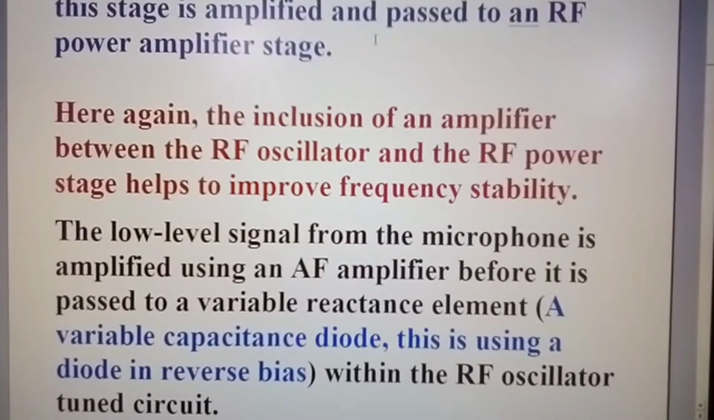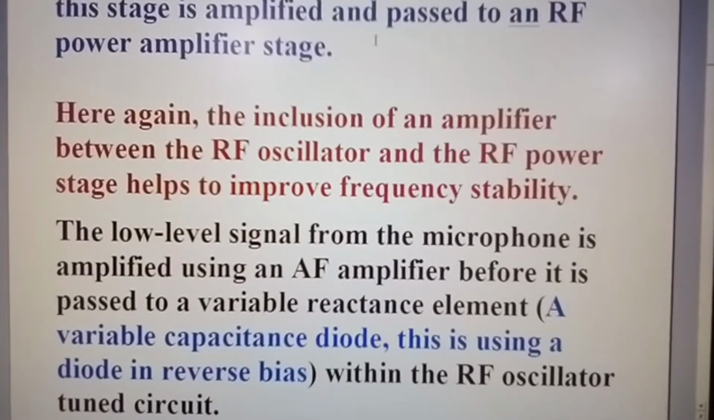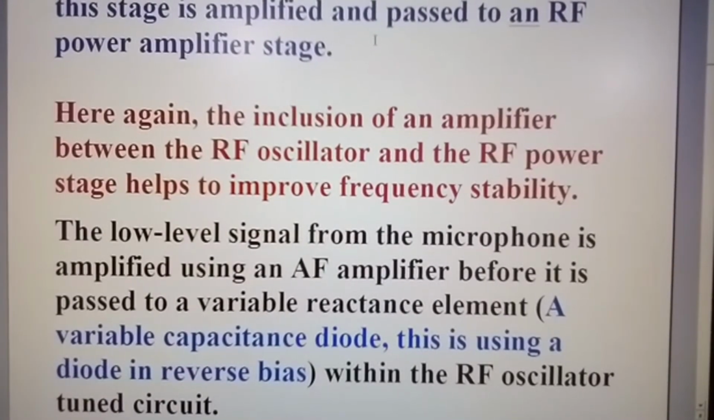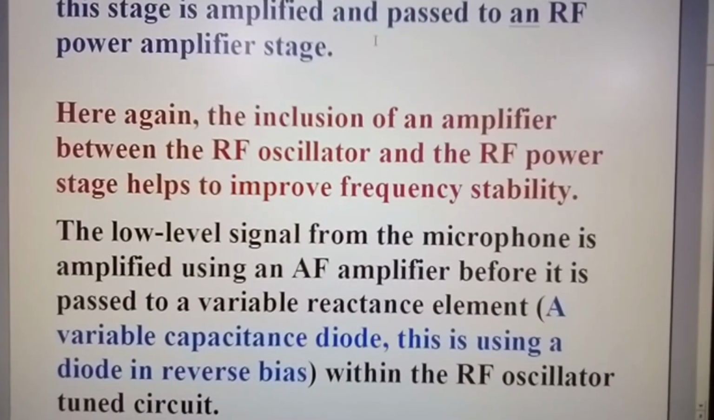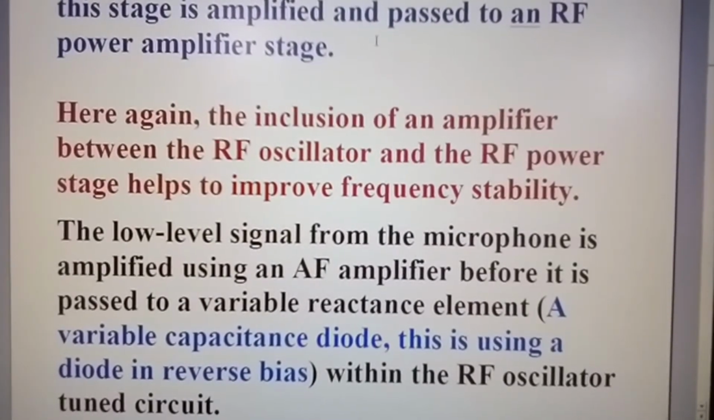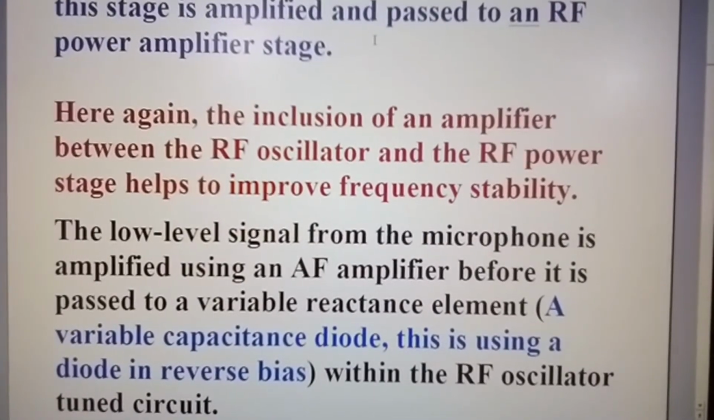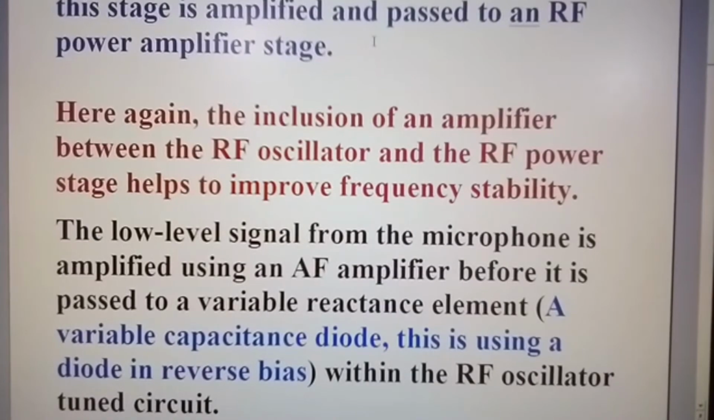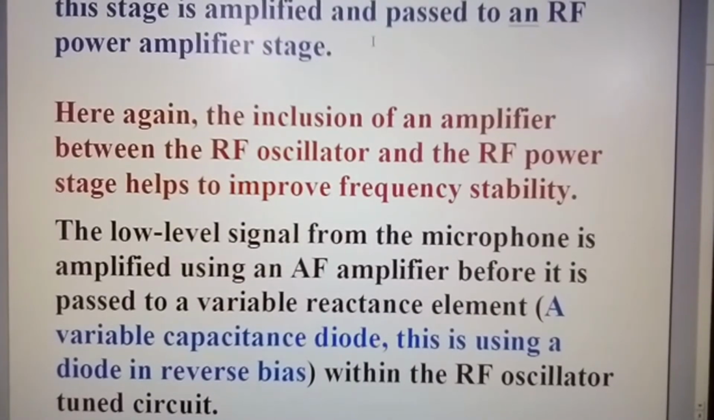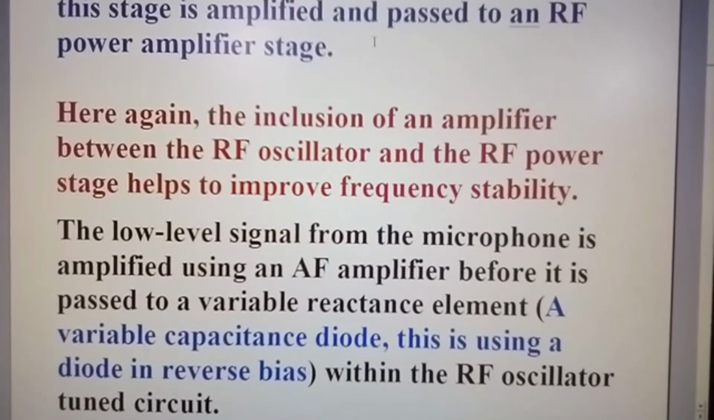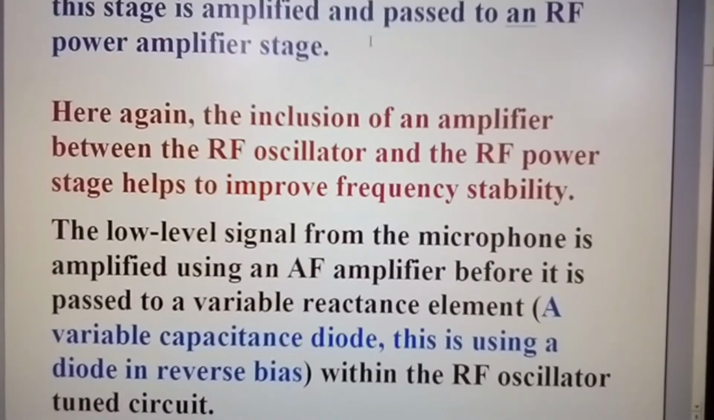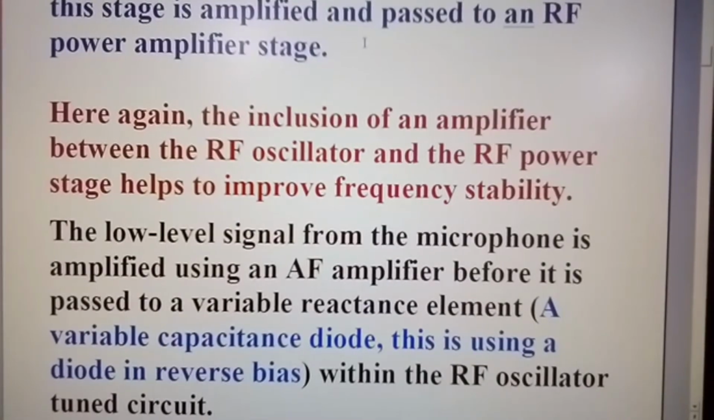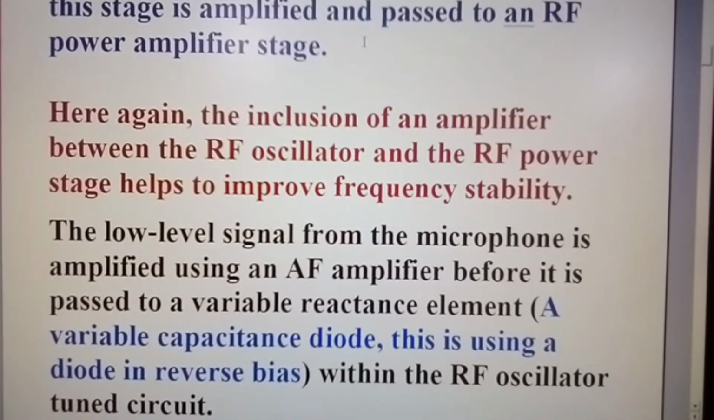The low-level signal from the microphone is amplified using an AF amplifier before it is passed to a variable reactance element. Now, the variable reactance element you may have seen from one of my videos, the variable capacitor, which allowed you to change the frequencies accordingly by changing the capacitance. The variable capacitance diode is using a diode in reverse bias. This is something I've already done in one of my videos on the channel. It sits within the RF oscillator tuned circuit.